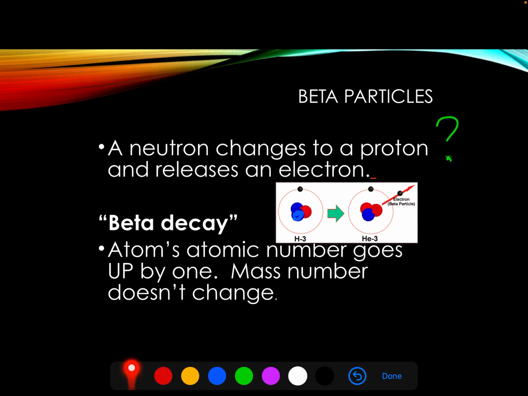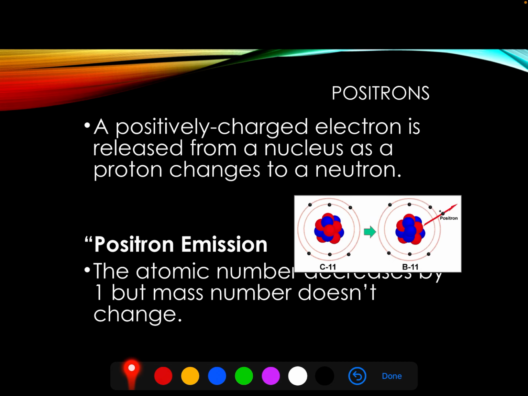Now, when that happens, the atom's atomic number is going to go up by 1 because we've gained a proton over here. And the mass number is going to stay exactly the same. This one has a mass number of 3. This one has a mass number of 3. So hydrogen 3 is going to become helium 3. What gets released here is a little tiny particle we call a beta particle. And a beta particle is about the size of an electron and has about as much energy as an electron.